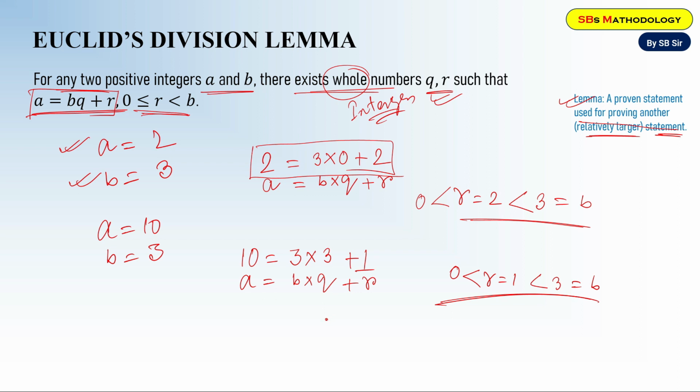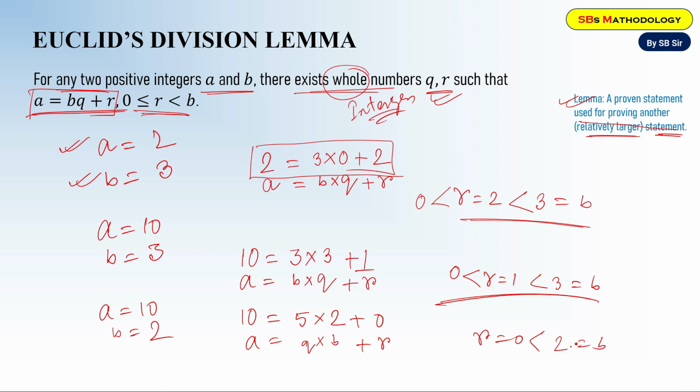Also, if the numbers are completely divisible, suppose a equals 10 and b equals 2. In that scenario, we can write 10 equals 5 times 2 plus 0, that is a equals bq, or qb, since multiplication is commutative, you know that, plus r. So in that scenario, r equals 0, which is less than b, that is 2, and satisfies the condition greater than or equal to 0. This is not greater than, this is equal to 0.